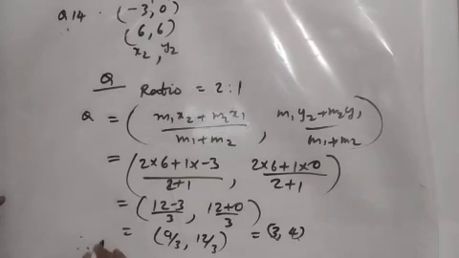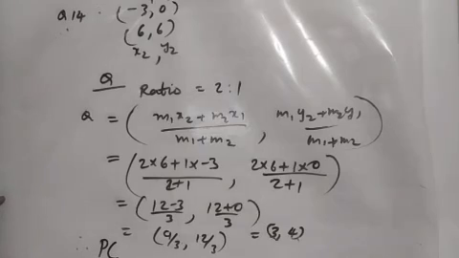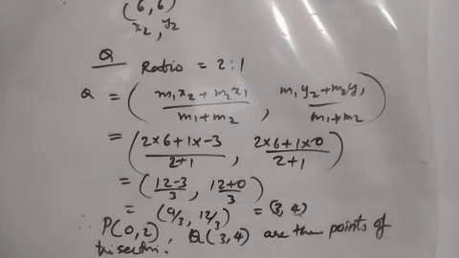Therefore, P(0, 2) and Q(3, 4) are the points of trisection. Understood?